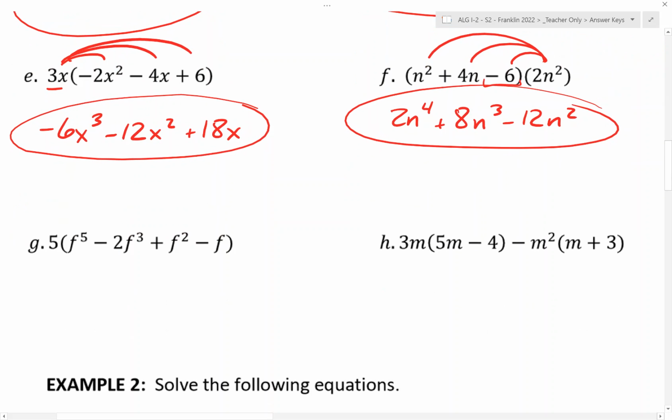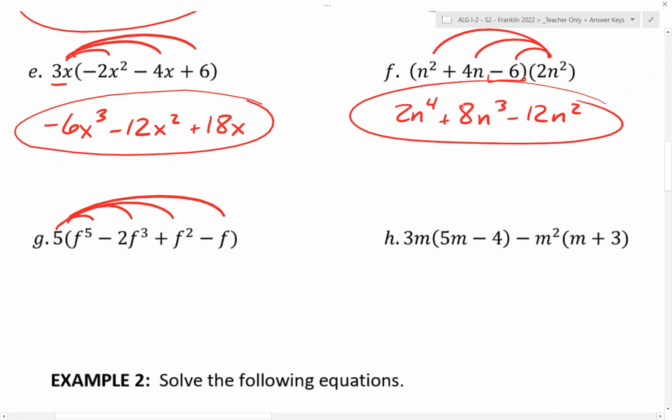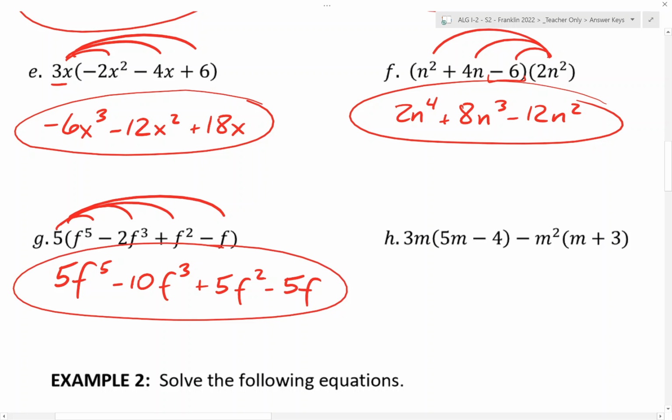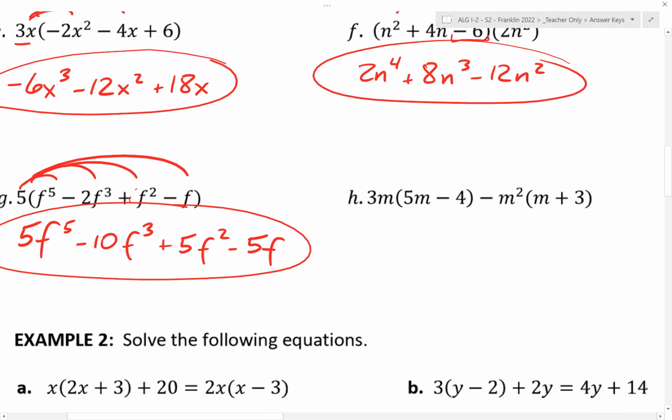Let's keep going. Here we're simply multiplying a 5 into there. So that's 5f to the 5th minus 10f to the 3rd plus 5f squared minus 5f. Just add a 5 to the front of those; if there's no coefficient, just put a 5 there. 5 times 1 is 5. Obviously multiply the coefficients by 5 if there is one.